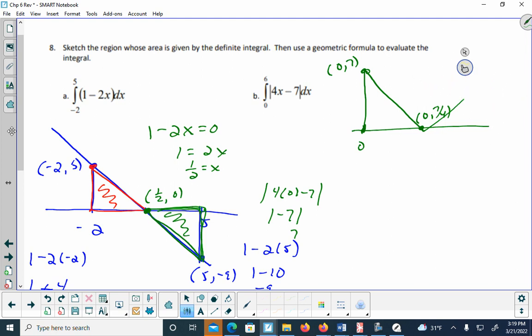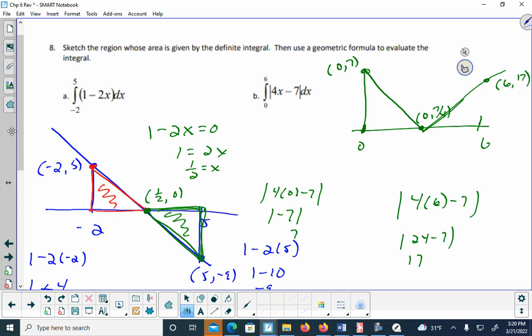Then this one, to find this, 6 is where the interval ends, so I'm going to find this point here. I'm going to take 4 times 6 minus 7, so it's 24, 24 minus 7, which is 17. This point here is (6, 17).